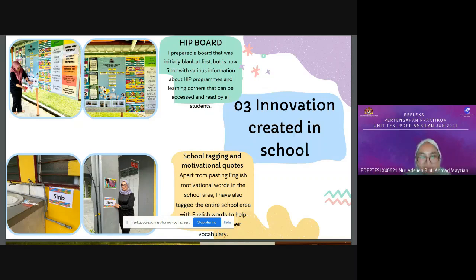So next is school tagging and also motivational quotes. Apart from just pasting English motivational words in my school area, I've also tagged the entire school area with English words in order to help my students expand their vocabulary. This time, I just found some interesting motivational quotes, laminated them, and pasted them around the school, as well as the tagging. I did the tagging so that people know what a sign means, what an office is. So I hope that this little effort from me can help my students expand their vocabulary and be more interested in English.